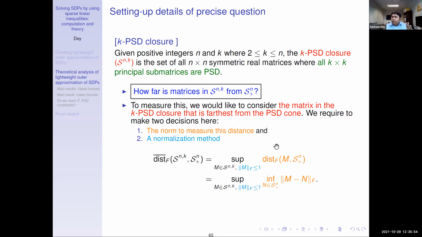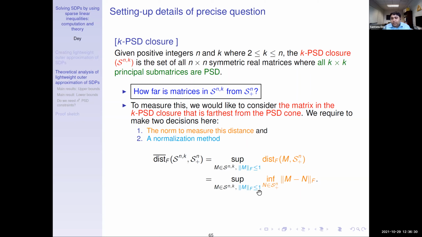Let me remind you, what is the Frobenius norm of a matrix? You think of the matrix as a vector and just find its two-norm. It has other very nice properties, and this is the thing we decided we can analyze. So we look at matrices in S_n^k whose Frobenius norm is 1. We're chopping off that cone. Then we ask, what is the distance of this matrix from S_n^+? And then we want to find the worst such matrix. That gives us the distance of how far this cone is from the PSD cone. Again, this distance we measure in Frobenius norm.